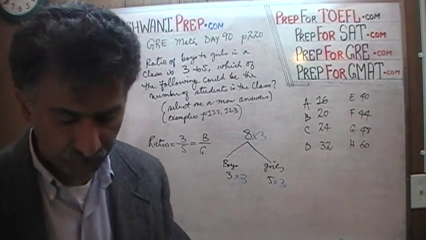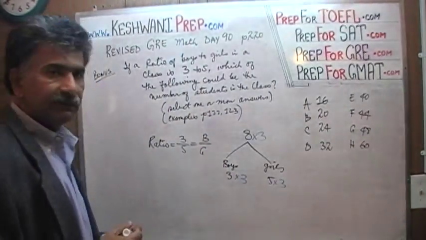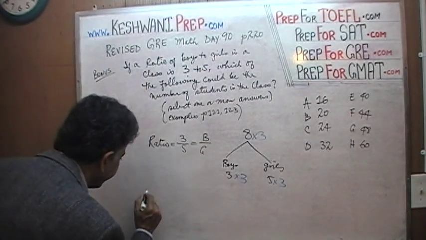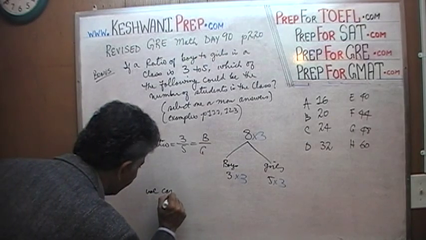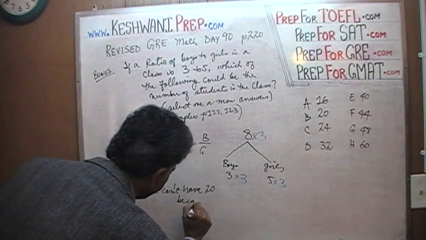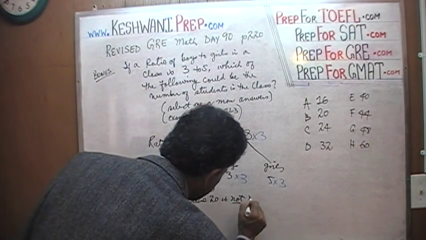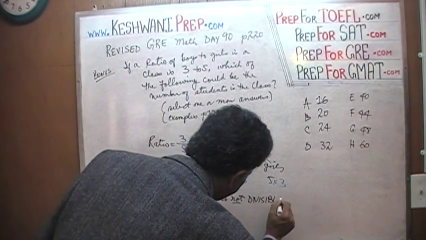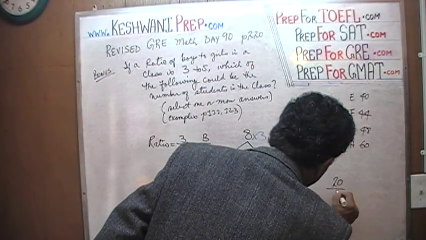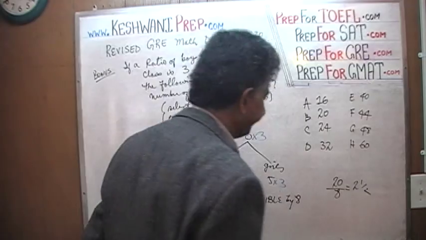Why can't we have 20 people in this class? Because 20 is not divisible by 8. If you divide 20 by 8, you end up with 2.5.